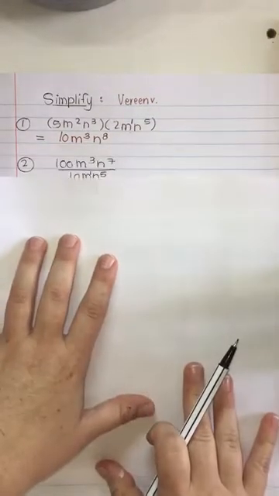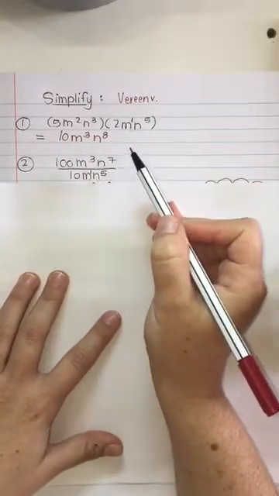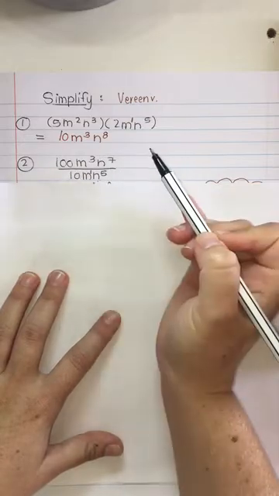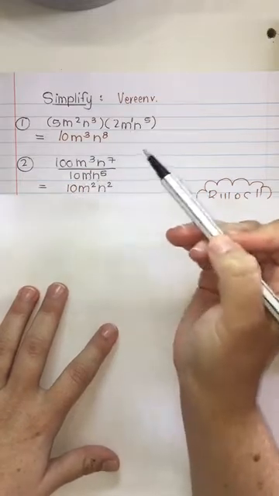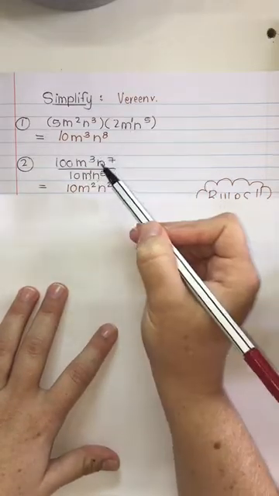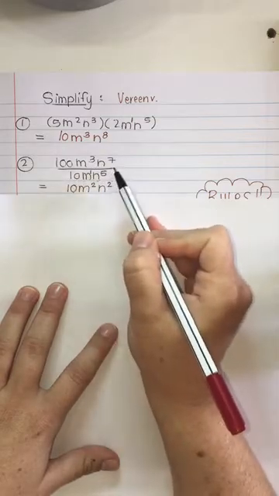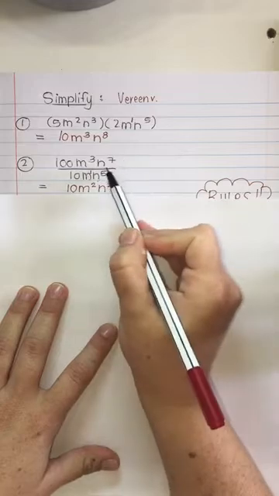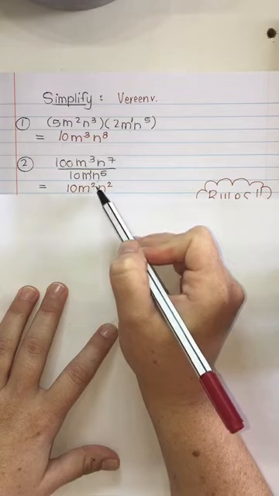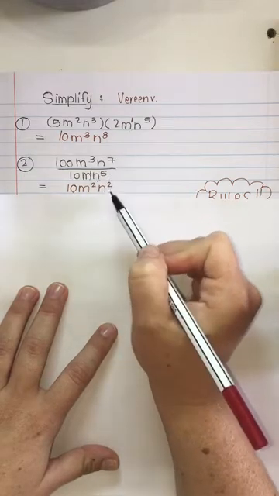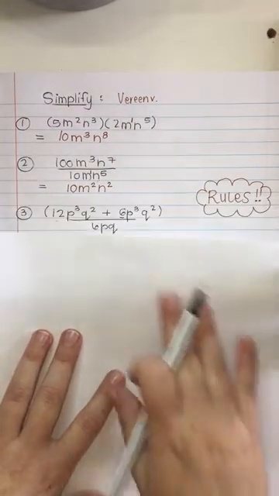Okay. Next one. We are going to divide these two terms. So what we do first, we work with the coefficient, and 100 divided by 10 equals 10. Now our rule says we have to minus the exponents because we are dividing. But the base must be the same, and it is the same. So 3 minus 1 is m to the power of 2. And 7 minus 5 is n to the power of 2. Okay, do you see, guys, it's not that hard.